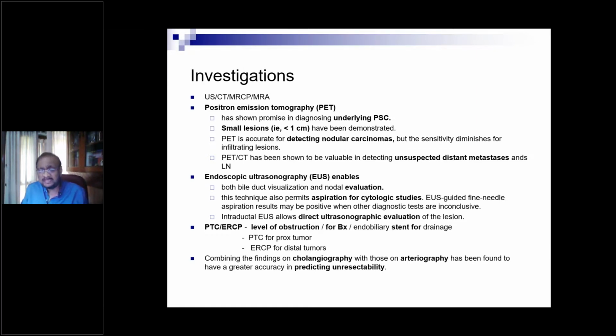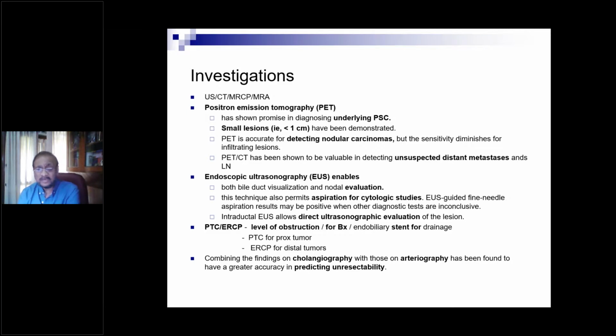But apart from this, what is perhaps equally important is the positron emission tomogram. Why? It shows small lesions. It also shows underlying PSC. And it also helps in detecting nodular carcinoma and unsuspected distant metastasis. And that is why a PET is now becoming increasingly important in a number of other malignant conditions, not only for cholangiocarcinoma. Endoscopic ultrasound, how does it help you?